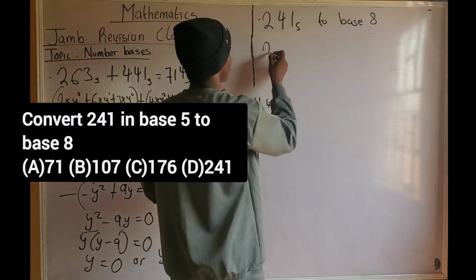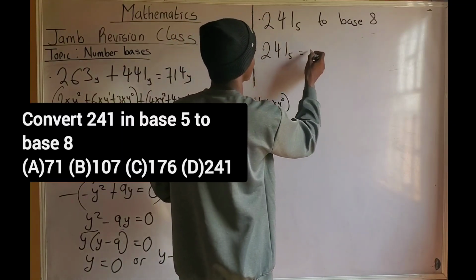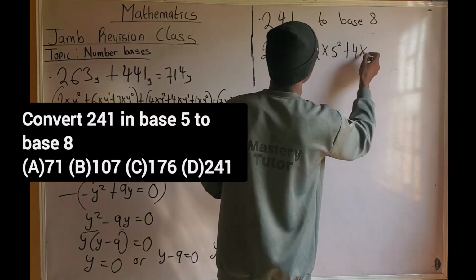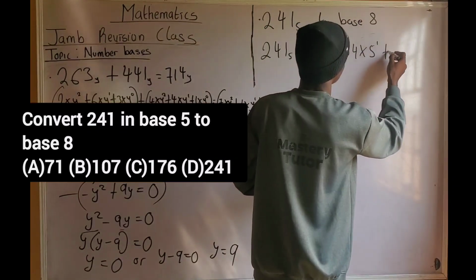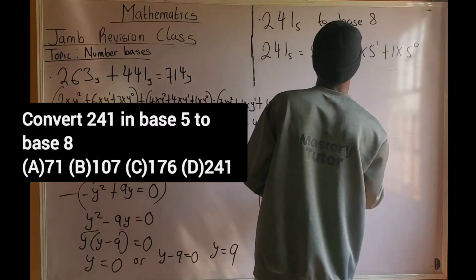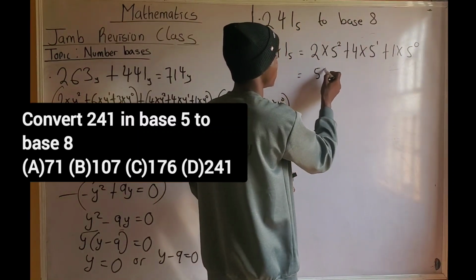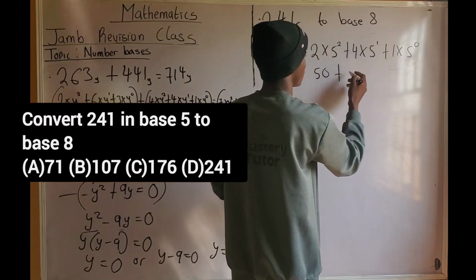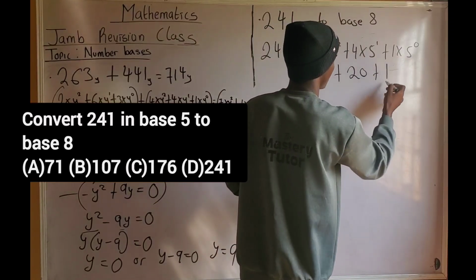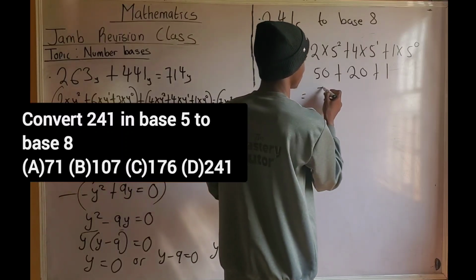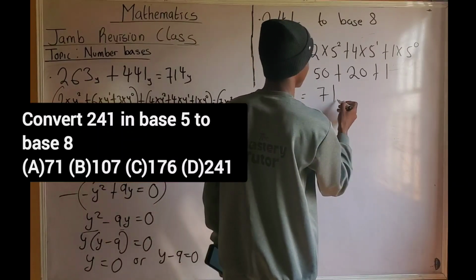For this, 241 base 5 equals 2 times 5 raised to the power of 2 plus 4 times 5 raised to the power of 1 plus 1 times 5 raised to the power of 0. So 5 times 5 is 25. 25 times 2 is 50. 50 plus 5 times 4, which is 20, then this is 1. 50 plus 20 is 70. 70 plus 1 is 71. So this is 71 base 10.